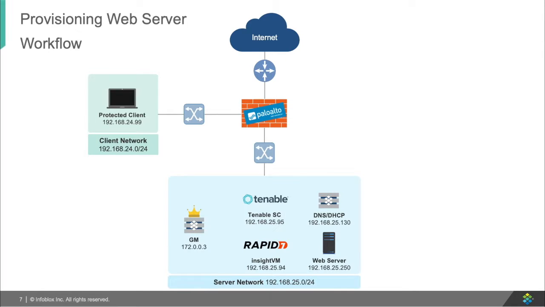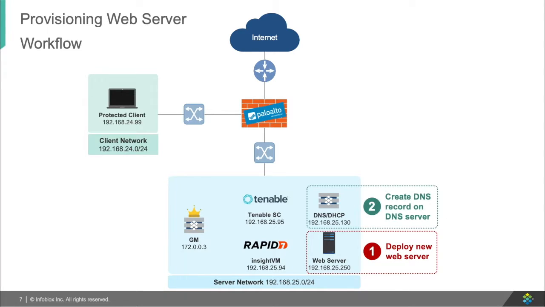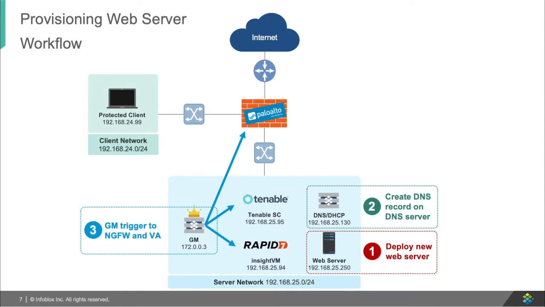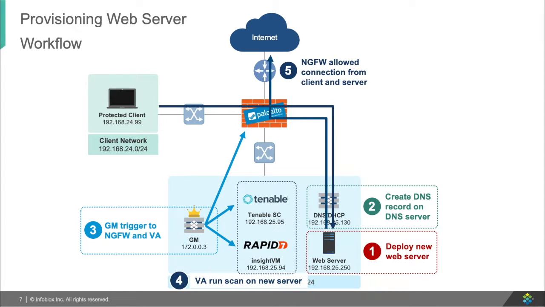But with Infoblox's ecosystem outbound notifications, all you need to do is to deploy the new web server and create a DNS record on the DNS server. When this is done, Infoblox Ecosystem is triggered, which will automatically trigger Tenable and Rapid7 in this case to start scanning the web server to check for any vulnerabilities, and will tell Palo Alto, in this case for a firewall, to give access to the newly provisioned web server.